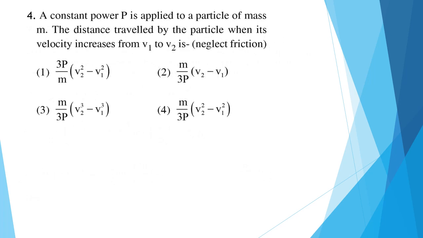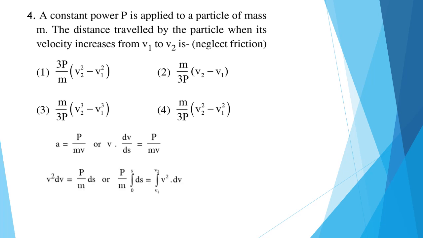Question 4. A constant power P is applied to a particle of mass m. The distance traveled by the particle when its velocity increases from v1 to v2 is, neglect friction. Now we know that acceleration will be equal to P by mv. We can write acceleration as v dv by ds.